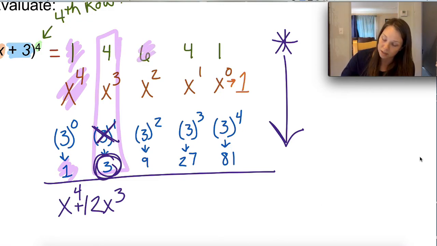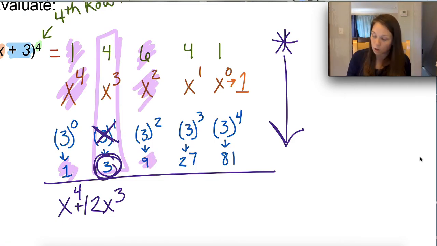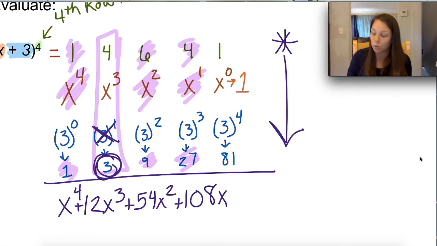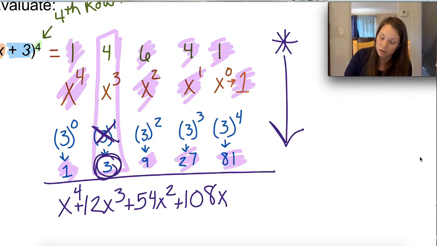Then I'm going to take 6 times x squared times 9, which is 54x squared, and it's positive, so I'm going to say plus. Then I'm going to take 4 times x to the power of 1 times 27. 4 times 27 is 108, and then x to the power of 1, or just x. Then I'm going to take 1 times 81, which is 81.